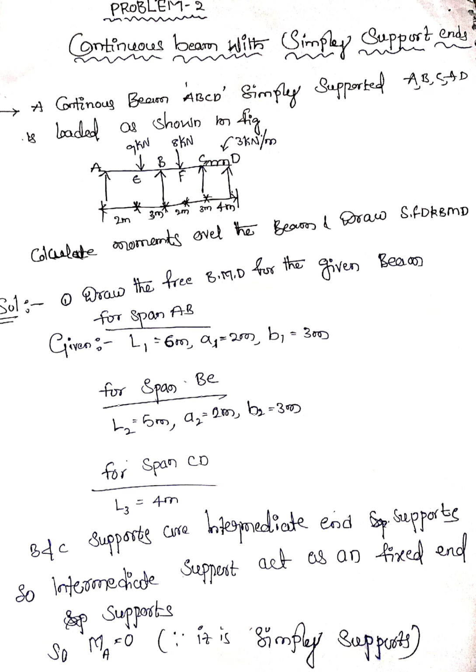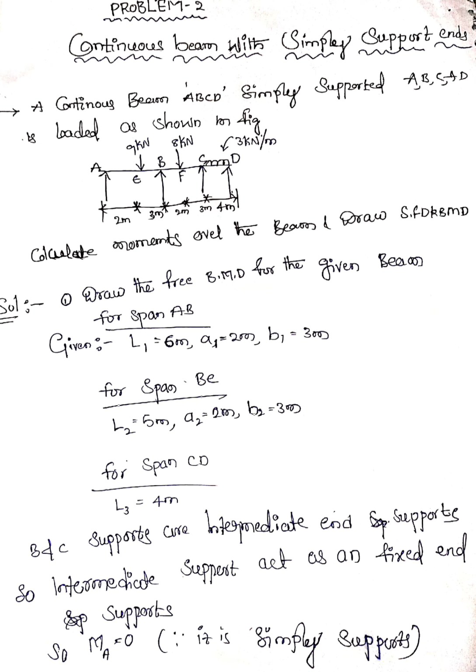Okay, so if we draw BMD, first of all, for AB, BC and CD we need to calculate the maximum bending moment values. Okay, so for span AB the length is 6 meters, a1 is 2 meters, b1 is 3 meters. Okay, for span BC L2 is 5 meters, a2 is 2 meters, b2 is 3 meters. For span CD L3 is 4 meters. Okay, it is a symmetrical load on CD. So B and C supports are intermediate supports, which act as fixed end supports.